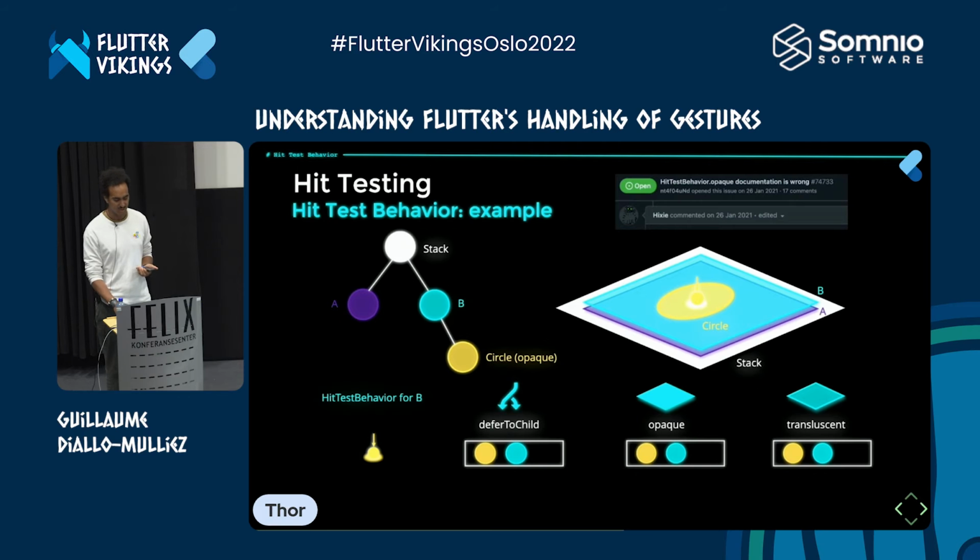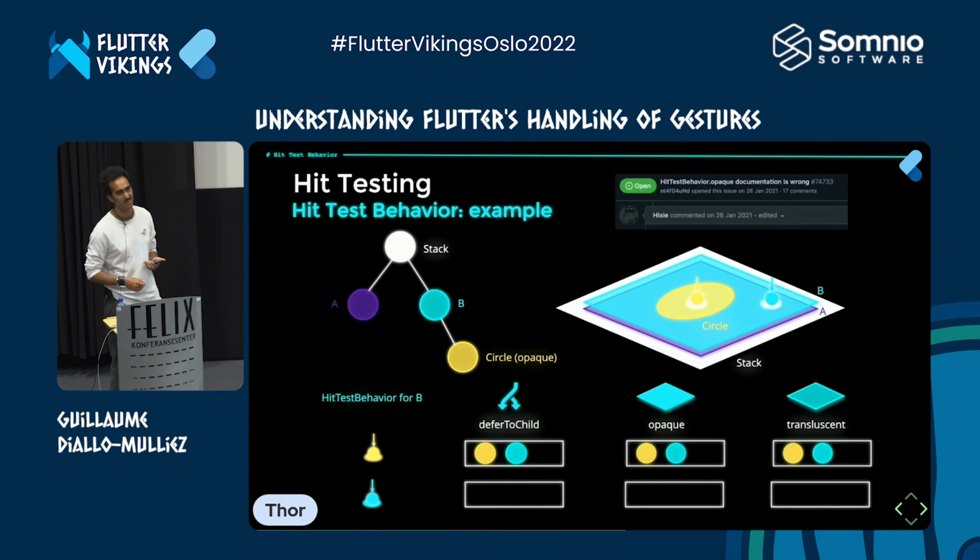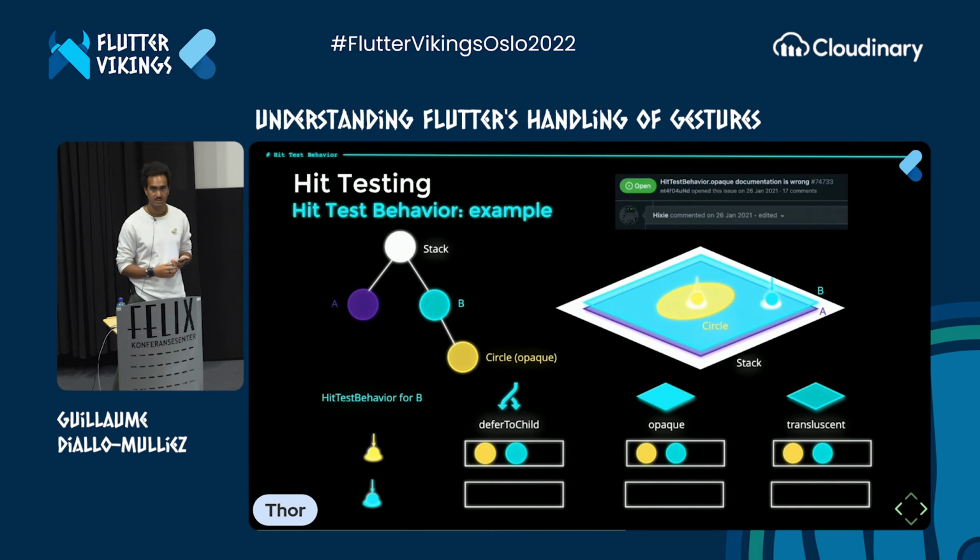To see the difference, we need to click outside of this opaque circle, because the opaque behavior of the circle is what's confusing here. If we click outside with the defer to child behavior, then the child is not answering true because it's not clicked. So it answers false to the hit test, and so does B. That leaves us with only A to answer to this particular hit test in this case.